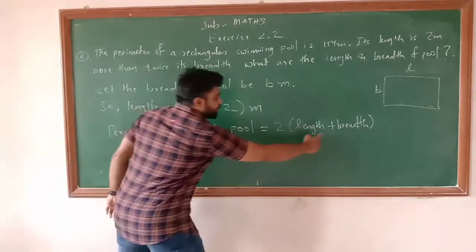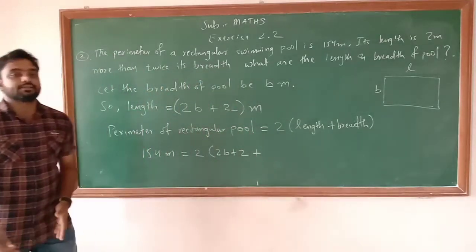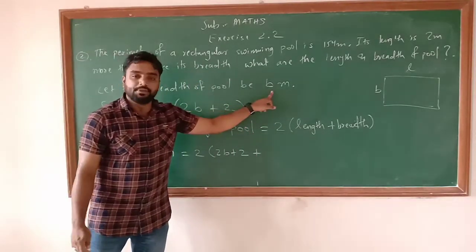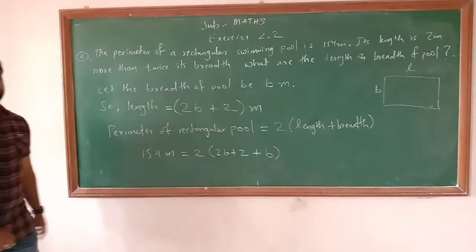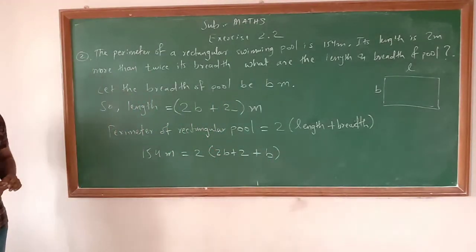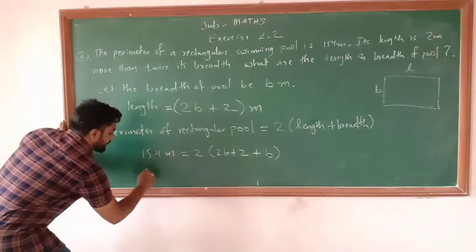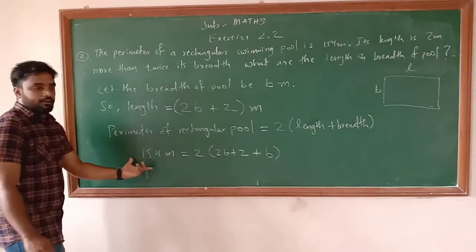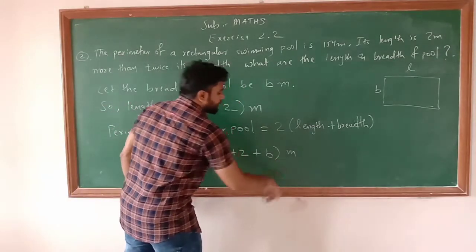So 2b plus 2 plus what is the value of the breadth? तो हमने यहाँ breadth को b लिया है. Understand or not? Okay. Now it is very clear. Now just see here, I am simplifying the equation. Equation मिल गया हमें. That is 154 is equals to 2 and here it is in meter.